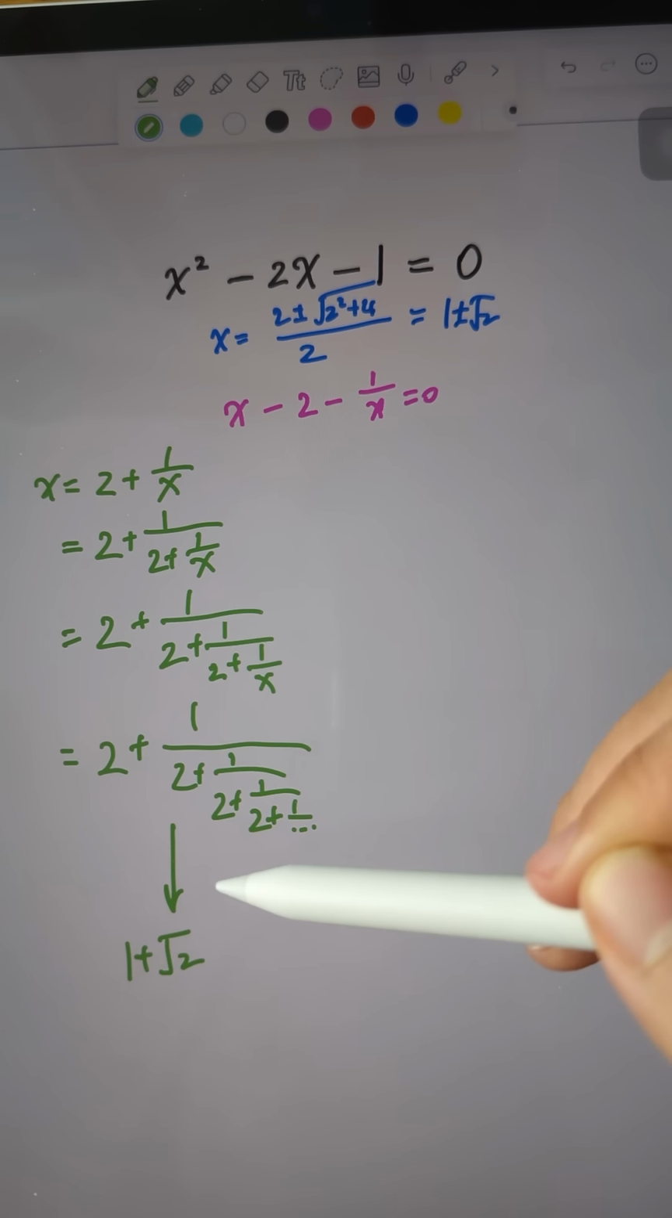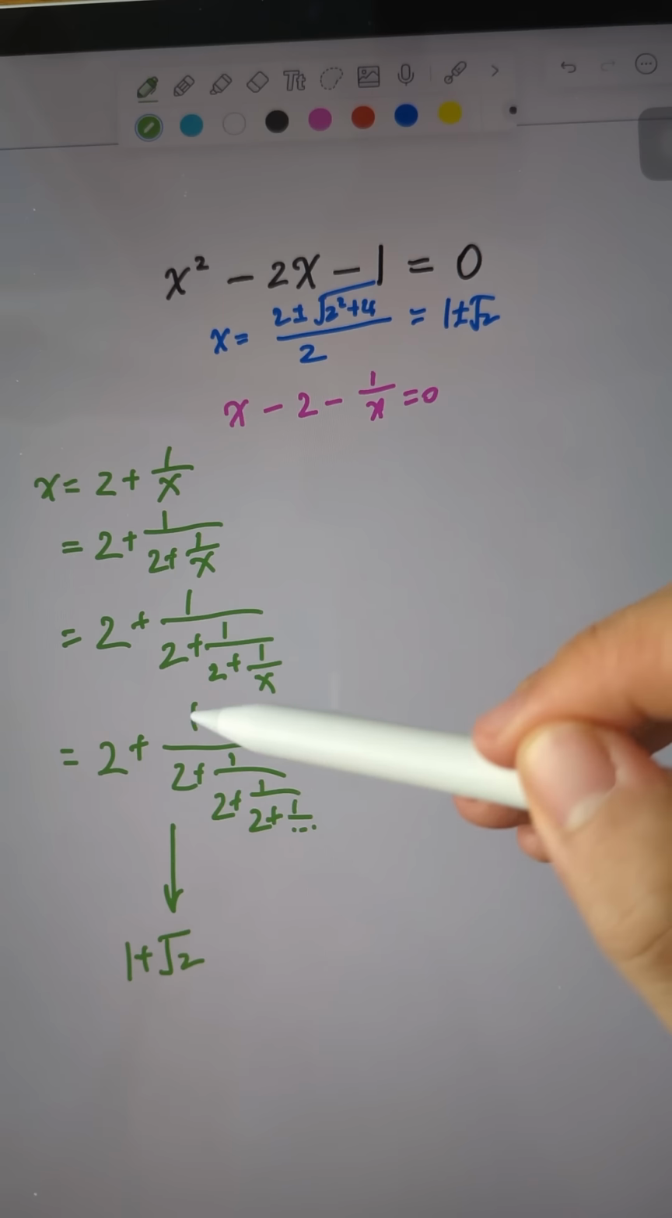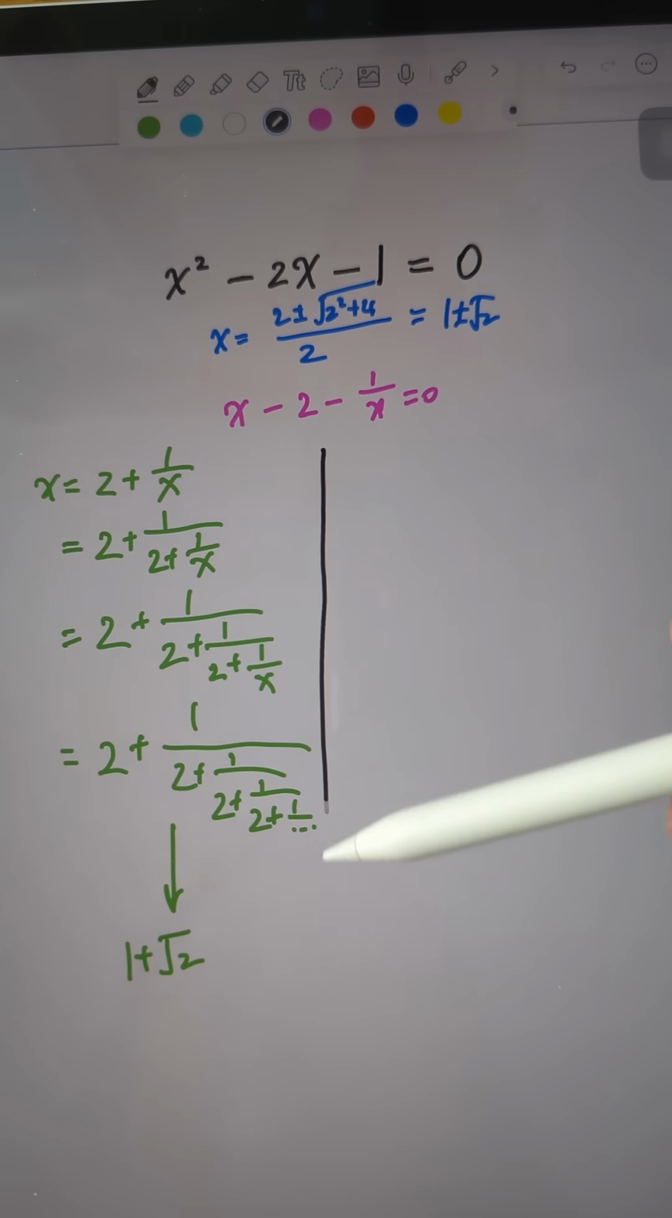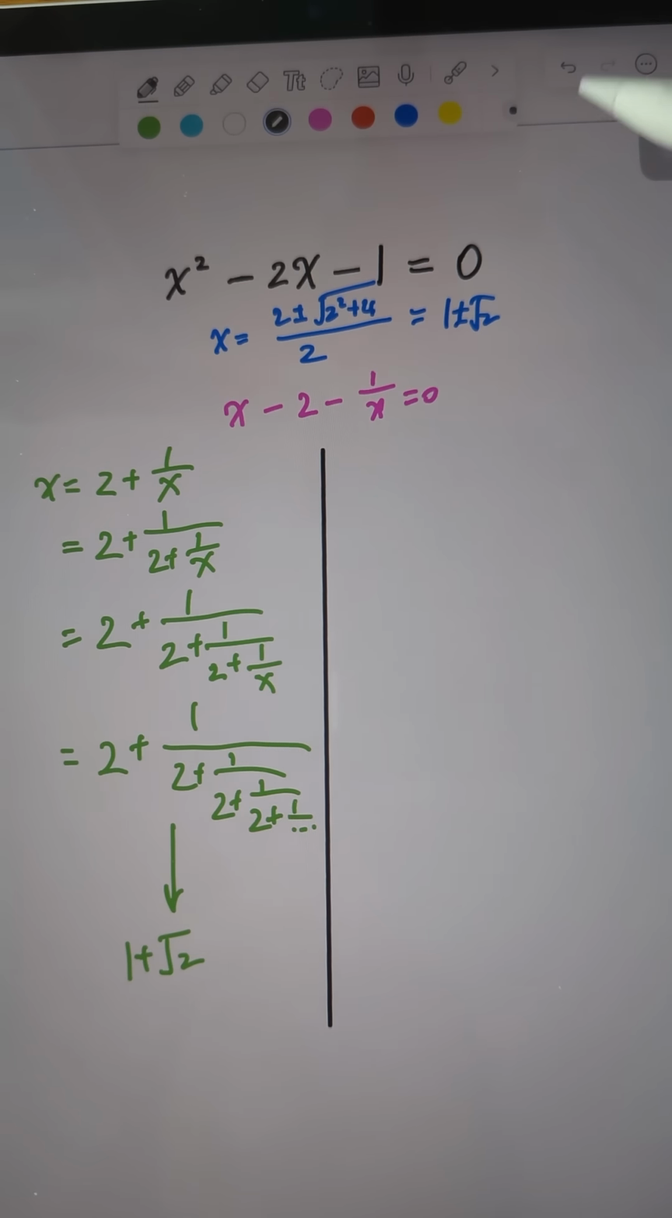So actually, we just derived that square root of 2 can be expressed as 1 plus 1 over 2 plus 1 over 2 plus blah, blah, blah. All right, so this is one solution. What about the other solution? So we need another recurrent formula.